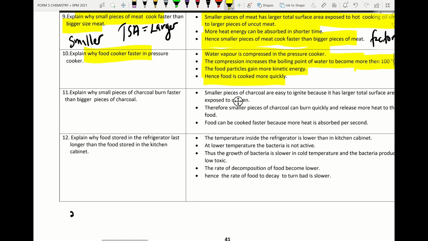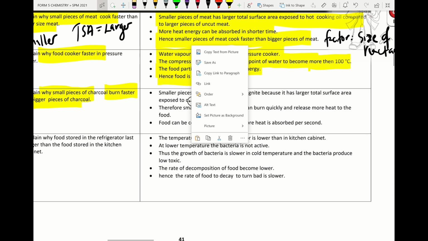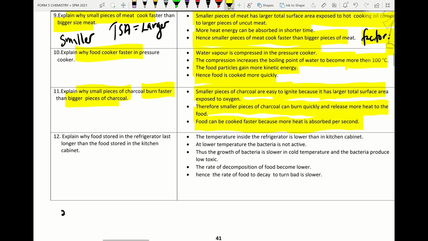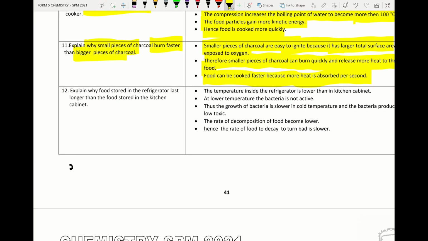All right, please check question number 11. Explain why small pieces of charcoal burn faster than bigger pieces of charcoal. Smaller, so the size of reactant. The smaller pieces of charcoal are easy to ignite because they have a larger total surface area exposed to oxygen. Therefore, smaller pieces of charcoal can burn quickly and release more heat compared to bigger pieces. Food can cook faster because more heat energy is absorbed per second. This one is very important.